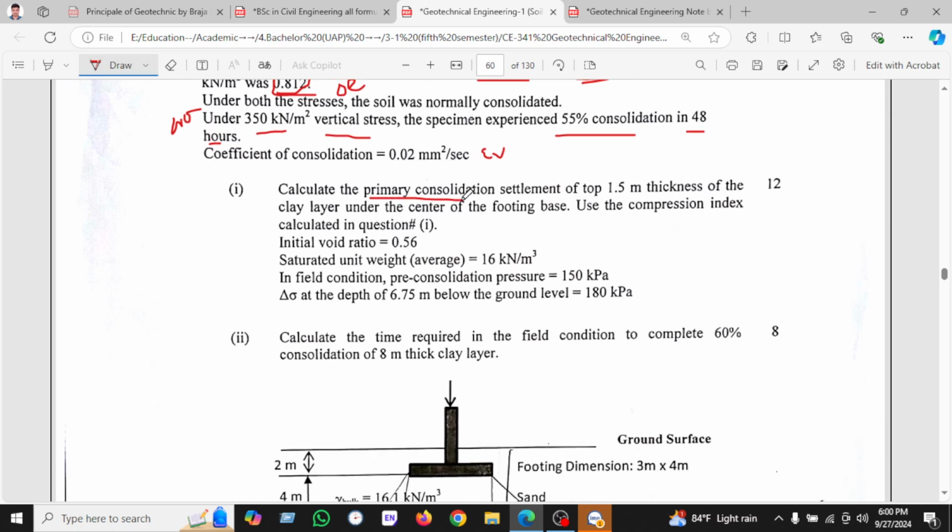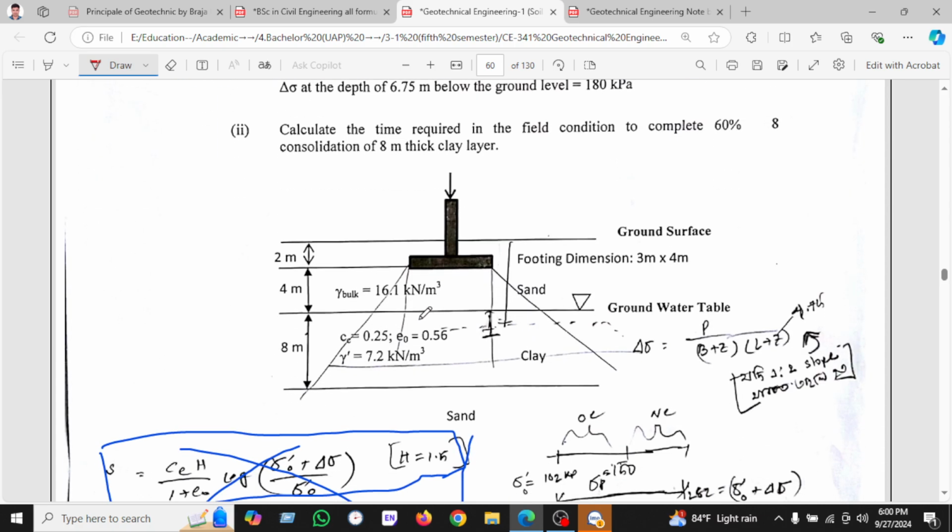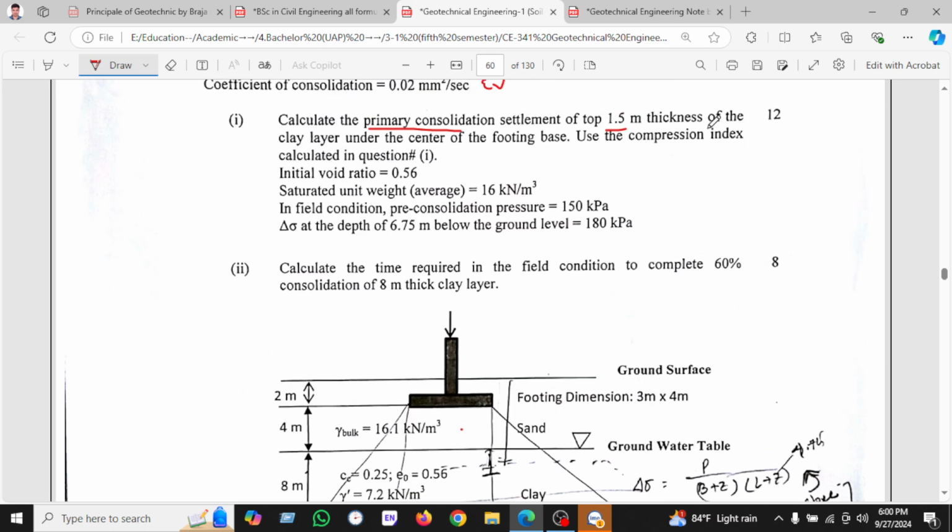Calculate the primary consolidation settlement for a 1.5 meter clay layer under the center of the footing. This is the 1.5 meter. So the compression index is a calculation question, the initial void ratio e naught is given, and the saturated unit weight is given here. In the field condition, pre-consolidation is there, sigma p is given here as 150, and delta sigma at depth 6.5 meter below ground level is 180 kilopascal. And the second question is to calculate the time required in the field condition for 60% consolidation in a 3 meter clay layer.